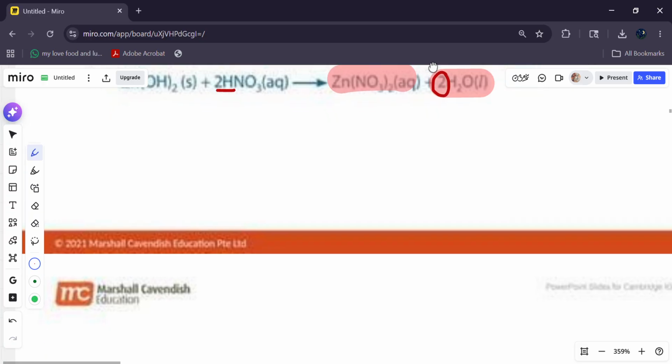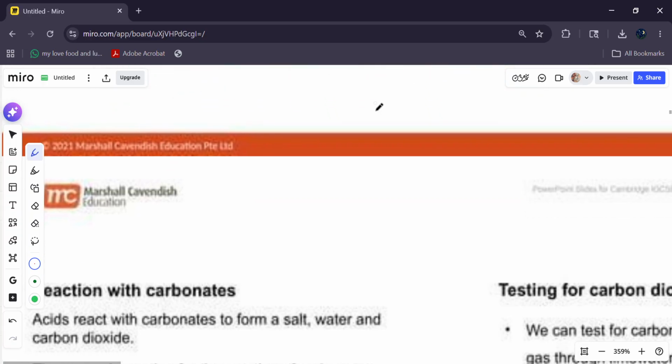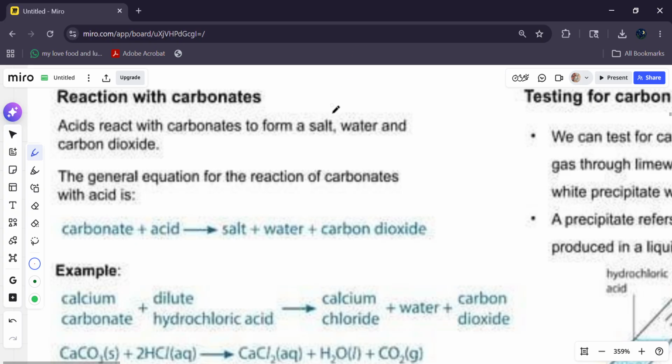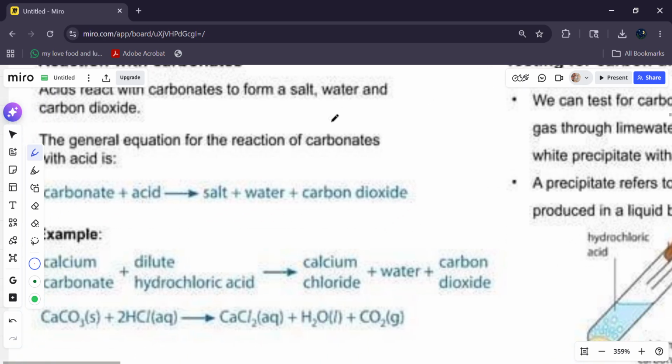So let's move on to reactions with carbonates. Acid reacts with carbonates to form salt, water, and carbon dioxide. The general reaction for carbonates is carbonate plus acid equals salt plus water plus carbon dioxide. For example, the reaction between calcium carbonate and dilute hydrochloric acid produces calcium chloride, water, and carbon dioxide, as you can see in the show.